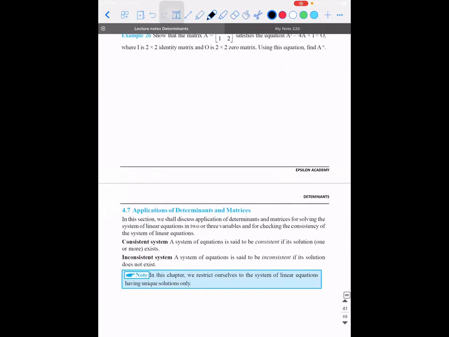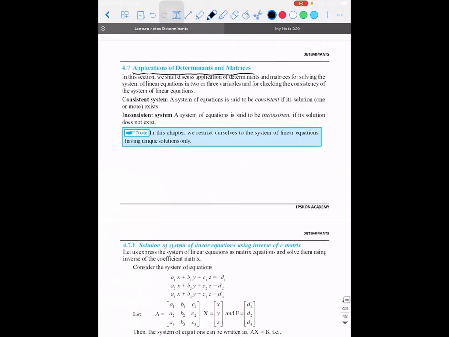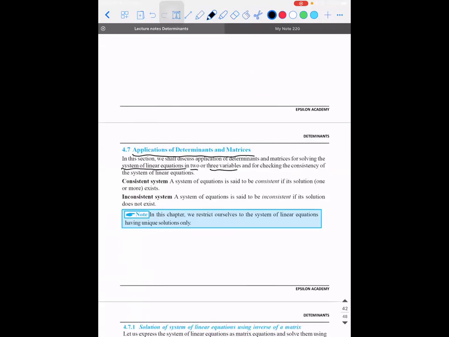So all these things are based on inverse only. I will explain the concept, then we can do the remaining problems. So applications of determinants and matrices. In this section, we will discuss the application of determinants and matrices for solving a system of linear equations in 2 or 3 variables and for checking the consistency of the system of linear equations. You can say a system is consistent or inconsistent depending on the number of solutions it has. A system of equations is said to be consistent if it has one or more solutions. It is said to be inconsistent if its solution does not exist at all.